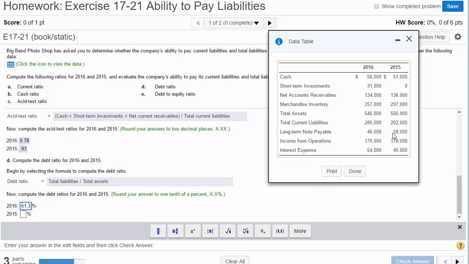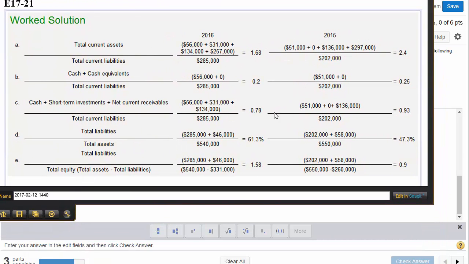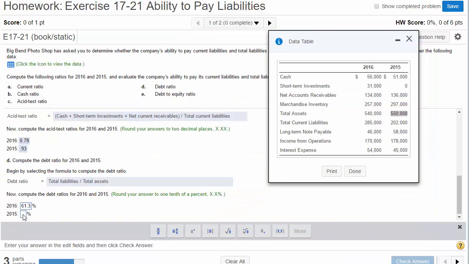And the previous year, we had total liabilities of $202,000 plus $58,000, and then divide that by total assets of $550,000. Gives us this, 202 plus 58 divided by 550 gives us 0.4727, and we have to multiply by 100 to convert that to a percentage, and that gives us 47.27, and that rounds to 47.3%.